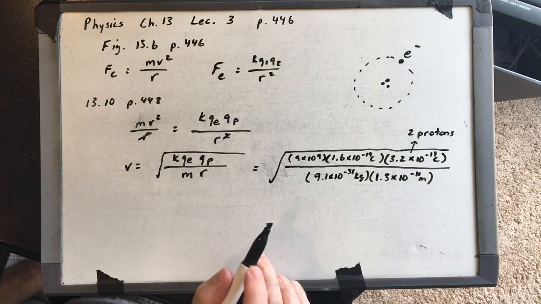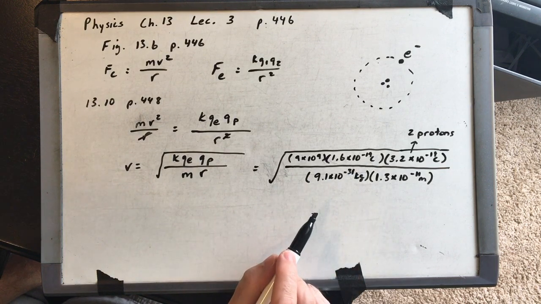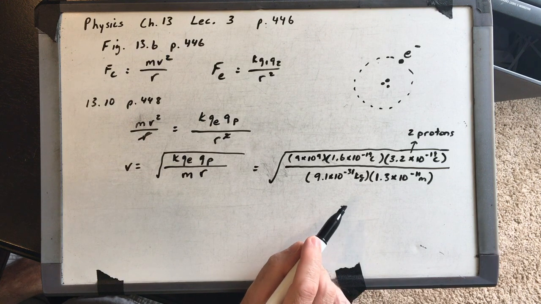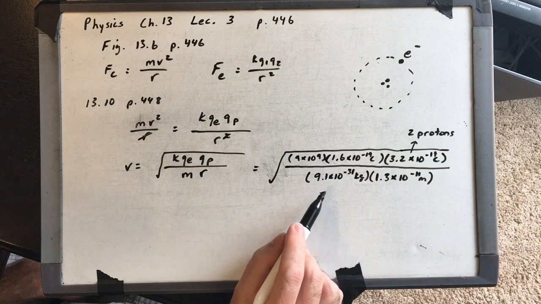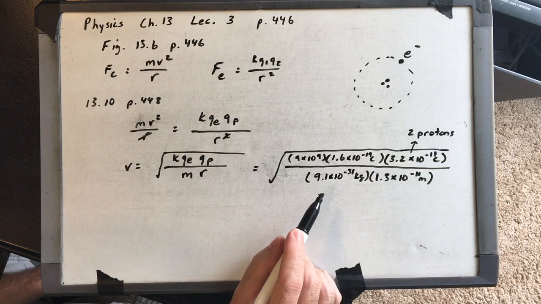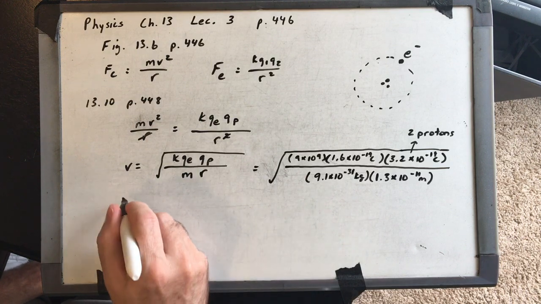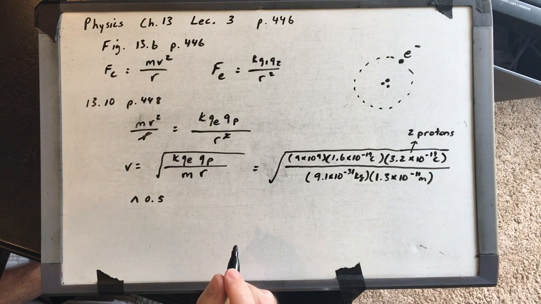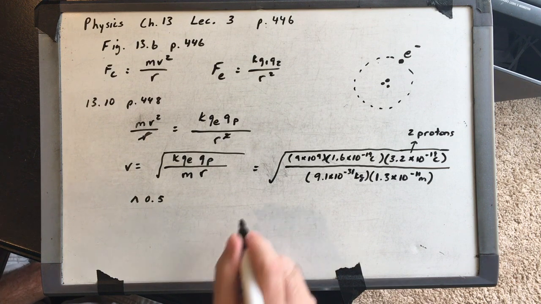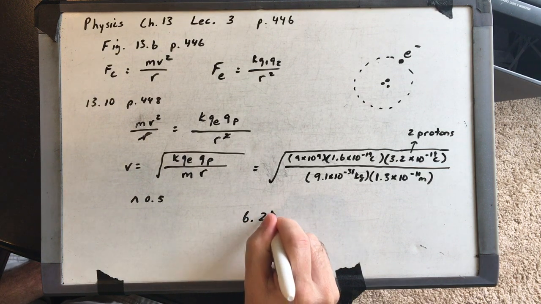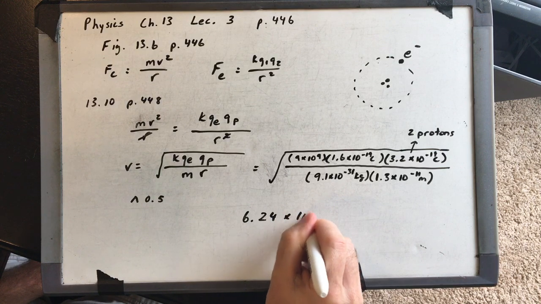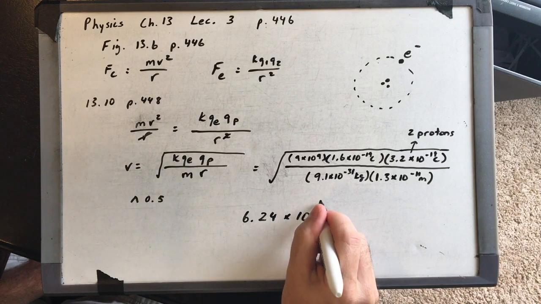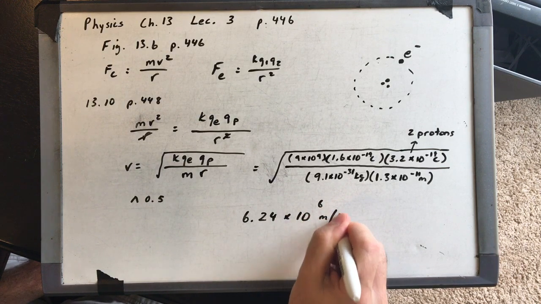After all that, take your time. Maybe you just put in the numerator, write that down, put in the denominator, write that down. Go ahead and divide them, and then finally take the square root. One easy way to take the square root is just raise to the 0.5 power if you don't want to use that square root symbol. But if you do all that, and I want you to practice this in your calculator, you should get 6.24 times 10 to the 6 meters per second. Pretty fast.